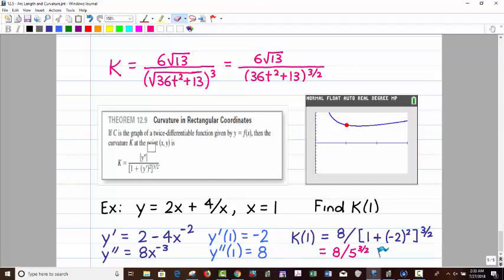So we use this curvature formula. Well, y double prime of 1 just happens to be positive. But if it hadn't been, we'd have made it positive, because the absolute value of 8 would still be 8, divided by 1 plus this negative 2 right here squared, all that to the 3/2. So it's 8 divided by 5 to the 3/2. And once again, I would not care about trying to rationalize any denominators. You would only do that if it was required by the instructor.